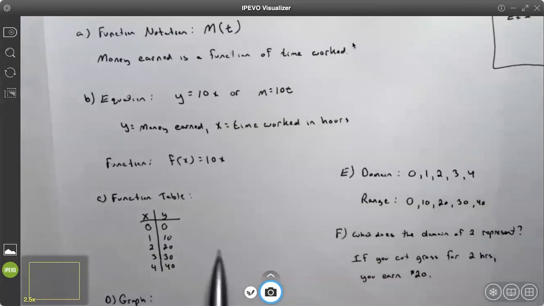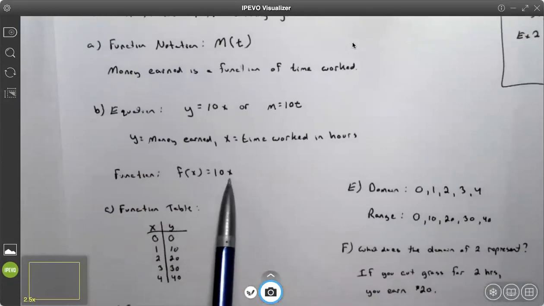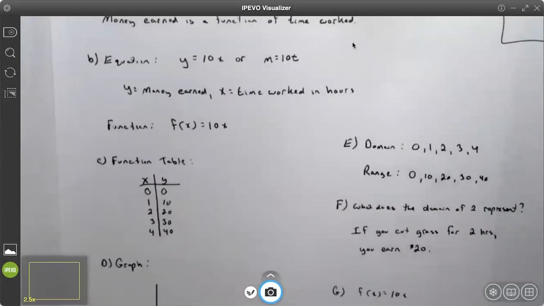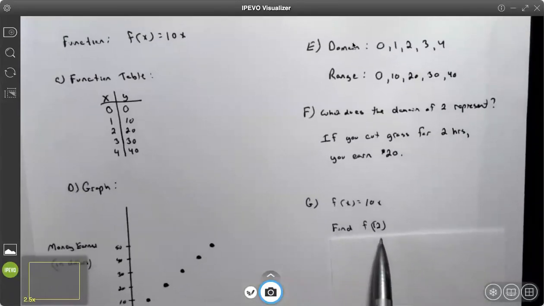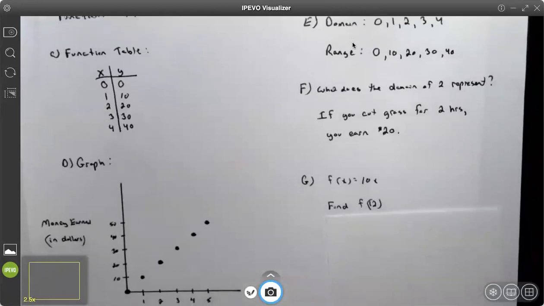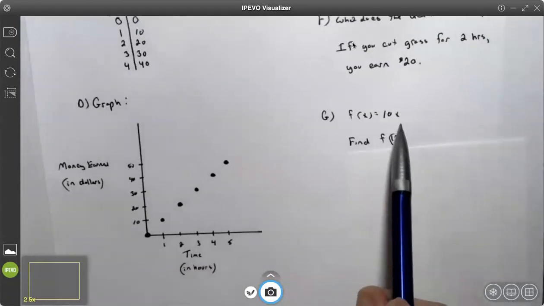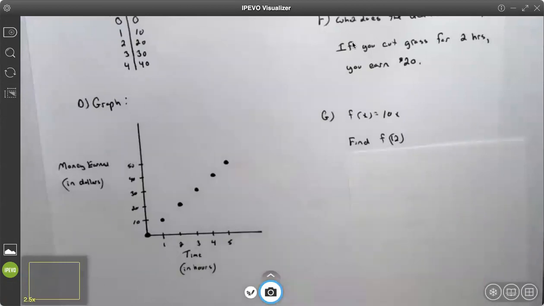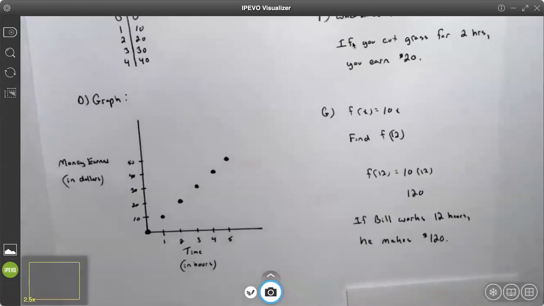So let's use the same function that we created. Bill makes $10 an hour cutting grass. Here's our function. And let's find f of 12, which means how much does he make if he cuts grass for 12 hours? If f of x equals 10x, find f of 12. If you plug 12 in, you get 120. If Bill works 12 hours, he makes $120.